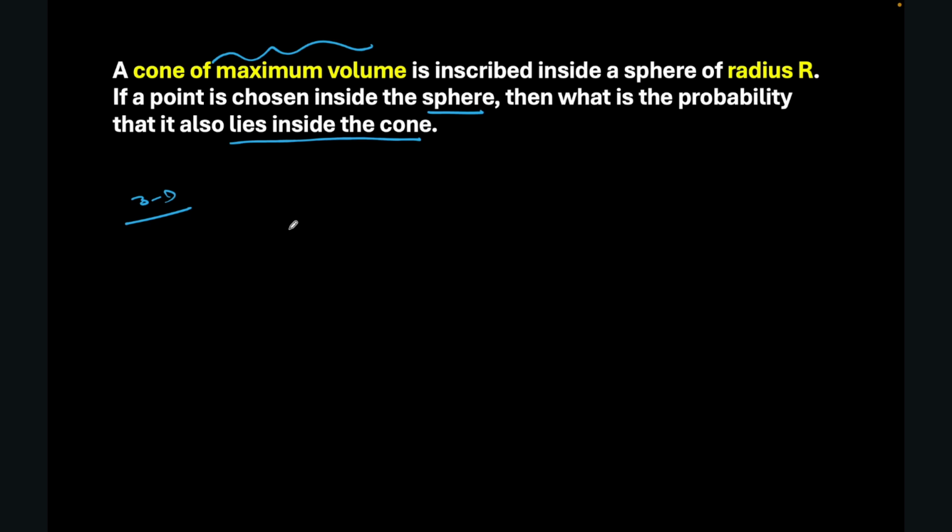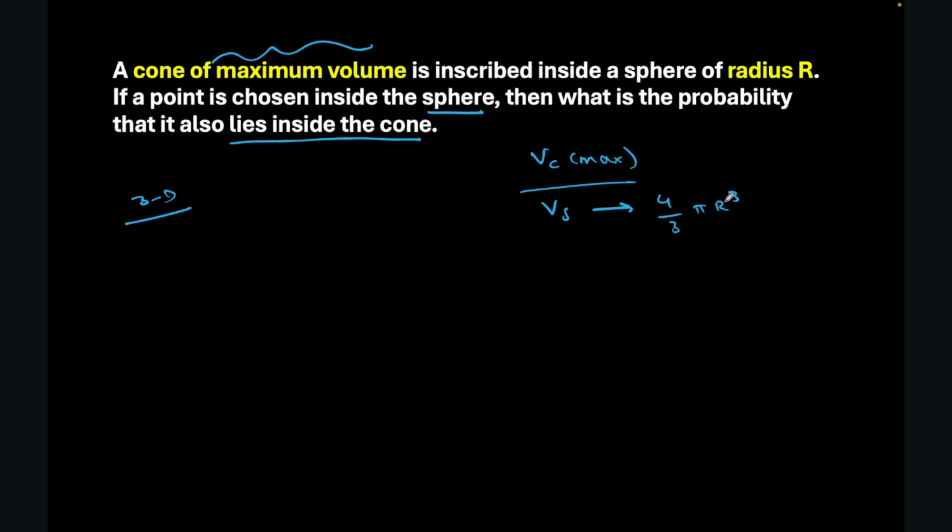Okay. So again, how can we start? Well, the probability is basically the volume of the cone that's maximized, divided by the total volume. What's the total volume? That's the volume of the sphere. Well, what's the volume of the sphere? That's really simple. It's going to be 4 by 3 pi R cubed.